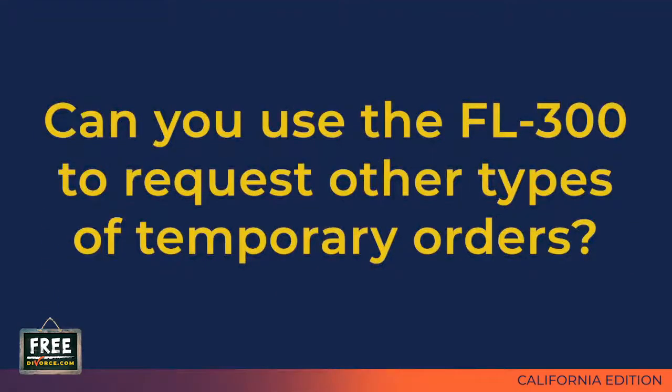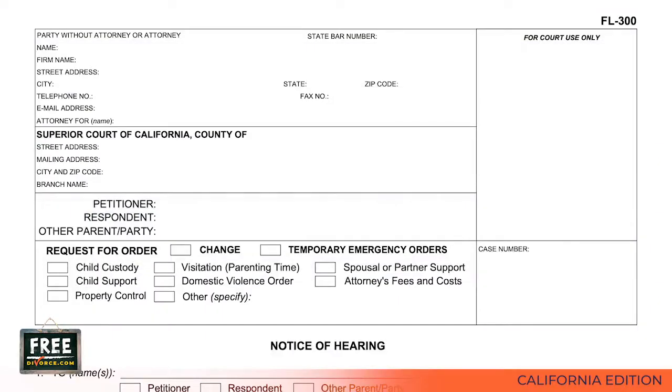Can you use the FL300 to request other types of temporary orders? Yes, the RFO FL300 also has a box you can check to request other orders. If you need a temporary order, but there is no box on the form for the type of temporary order you want, then you can use the Other Orders box and write in the type of order you want.